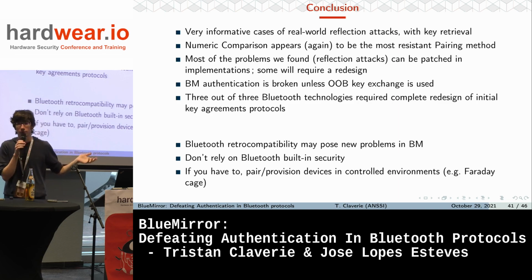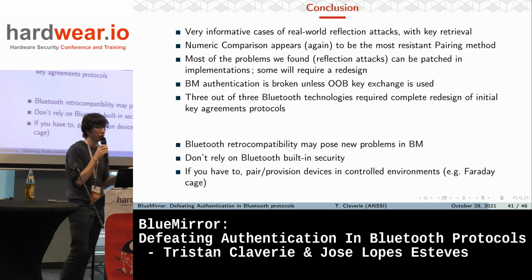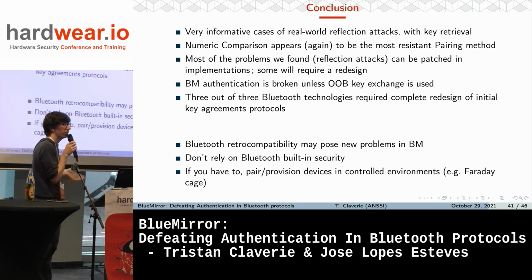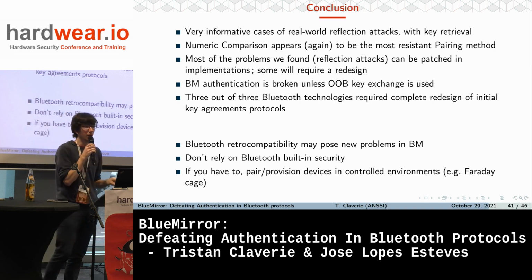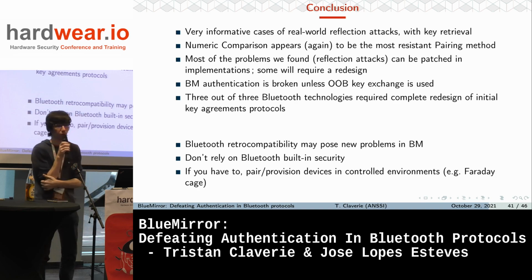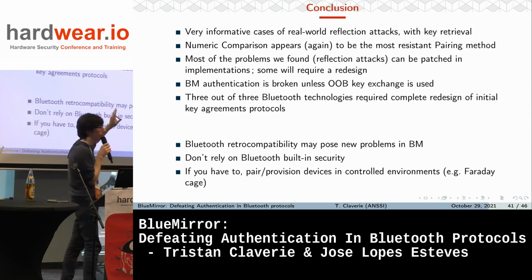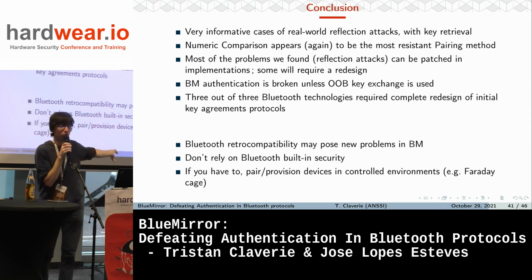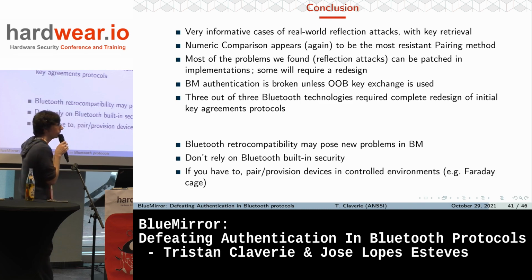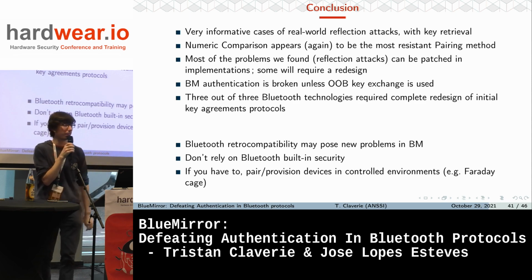As a conclusion to this talk, in this study, we've seen a very informative example of reflection attacks on real-world protocols. Usually, reflection attacks are something that you find in papers and that have no real impact because you're not able to recover the encryption key. Here, we've seen 4 different reflection attacks, and in 3 of them, we are actually able to retrieve the encryption key due to some quirks in the Bluetooth specification.